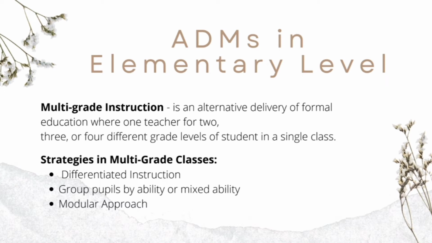For example, in remote areas where enrollment rate is low and uneven, classes are combined, such as grades 2, 3 and 4, and 5 and 6. There are several approaches or strategies used in multi-grade classes to ensure the quality of instruction. One approach is differentiated instruction, wherein teachers plan strategically to address various learning needs of pupils. Another strategy is to group pupils by ability or mixed ability, depending on the teacher's intention or instruction.